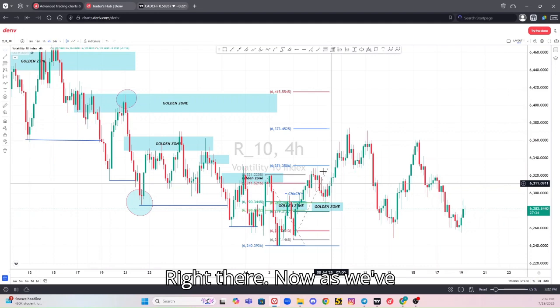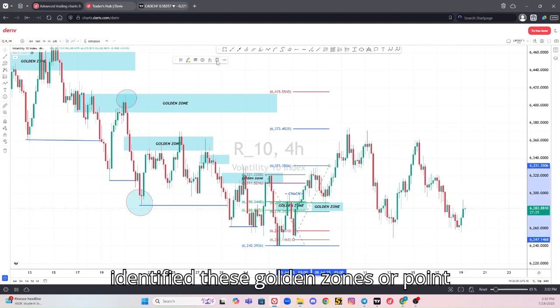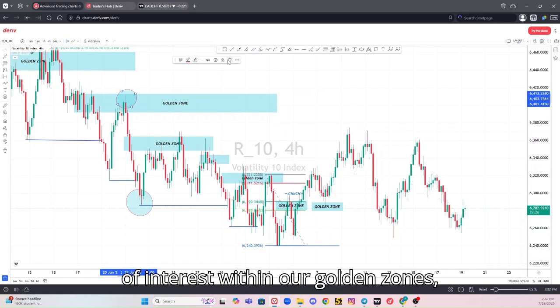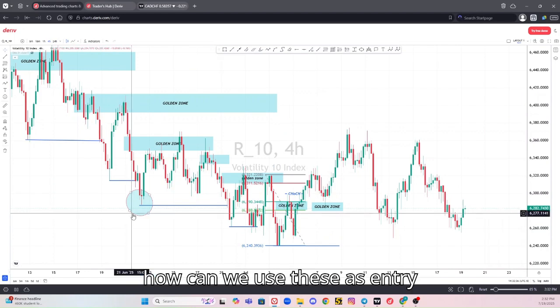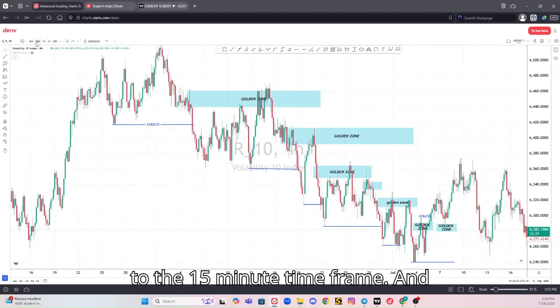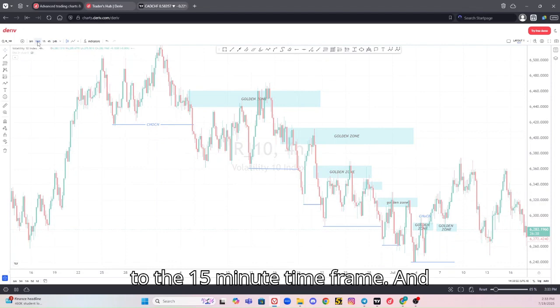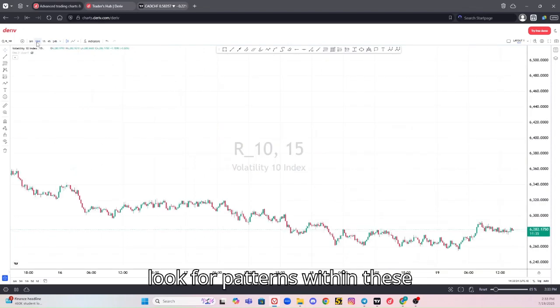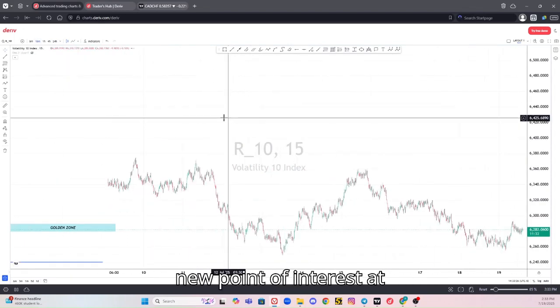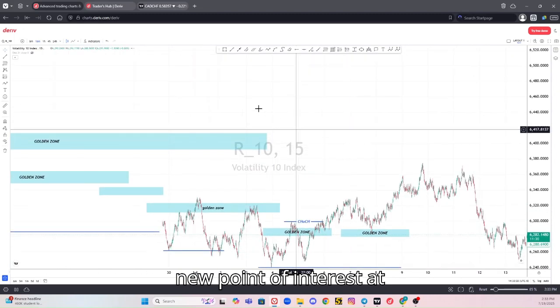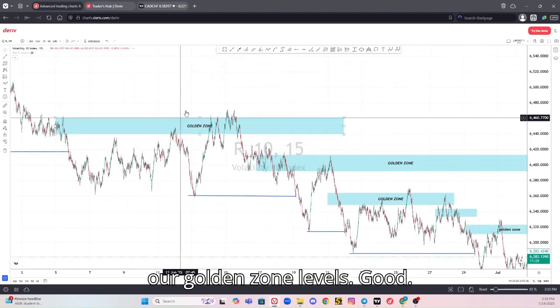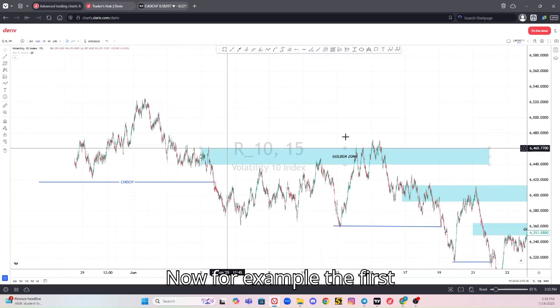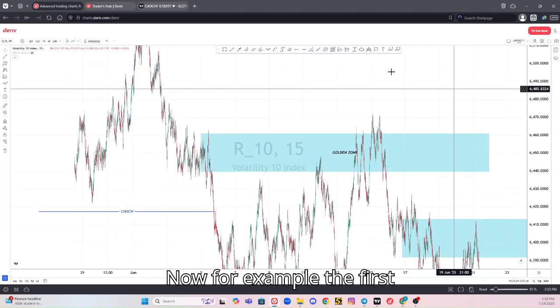Now, as we've identified these golden zones or points of interest within our golden zones, how can we use these as entry criteria into the 15-minute time frame and look for patterns within these new points of interest at our golden zone levels? Good. Now, for example, the first one here.